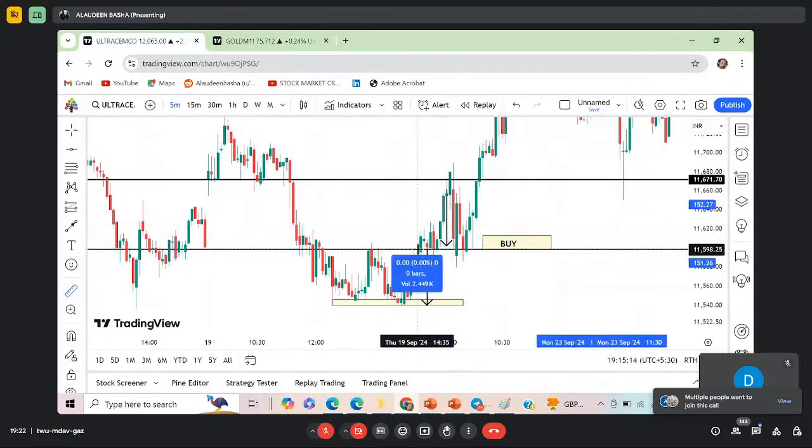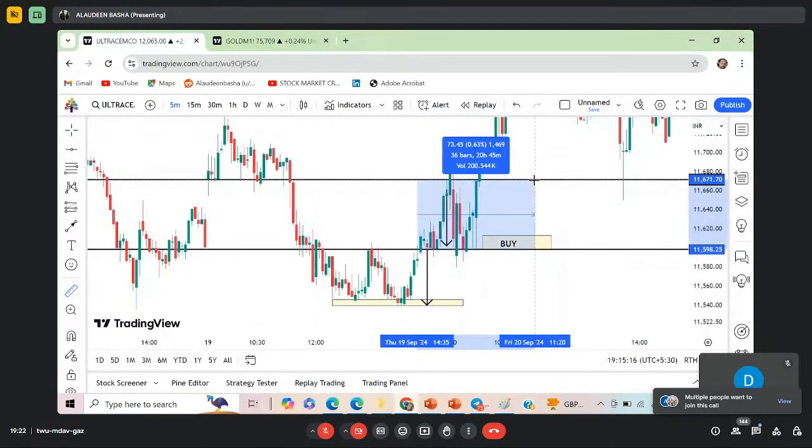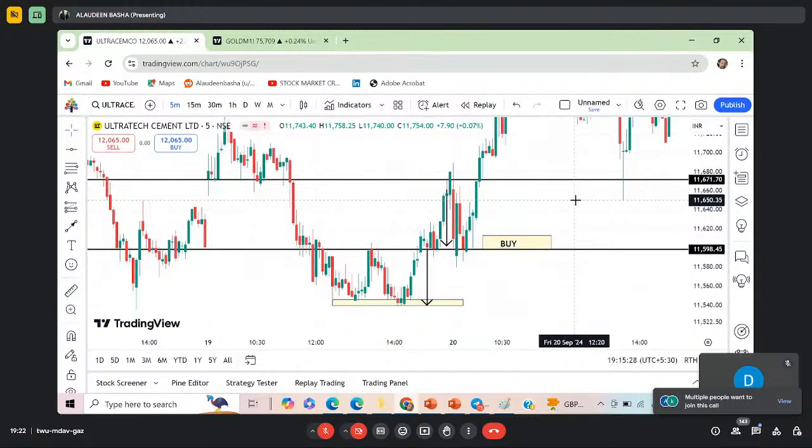So how many percentage or how many points? 73 points, almost 0.64%. So more than 0.5% in a 5 minutes time frame is a very good profit. Okay. Is it clear with double bottom?